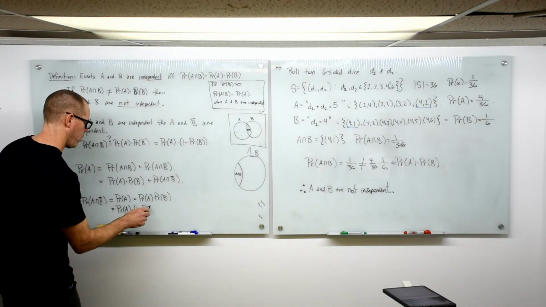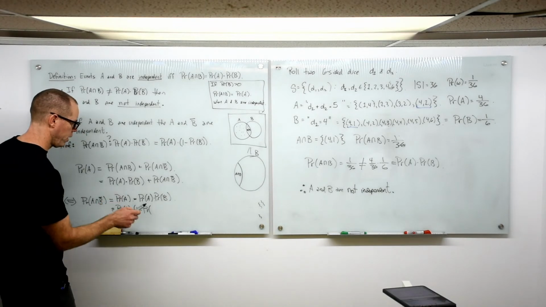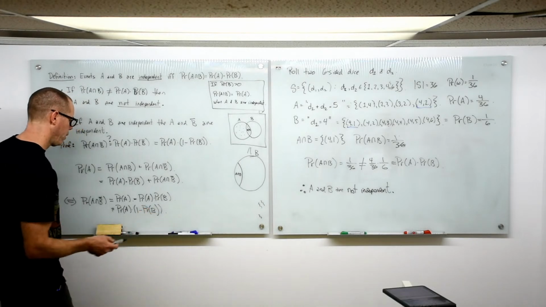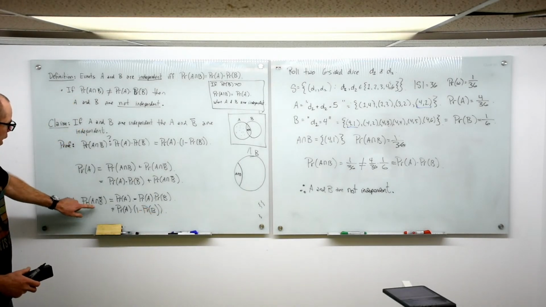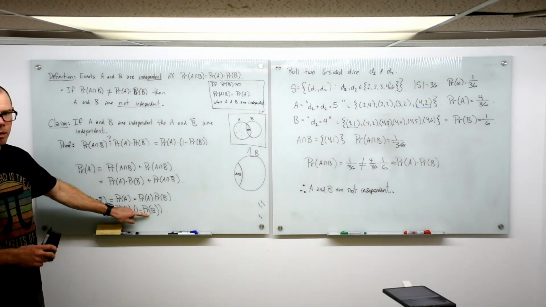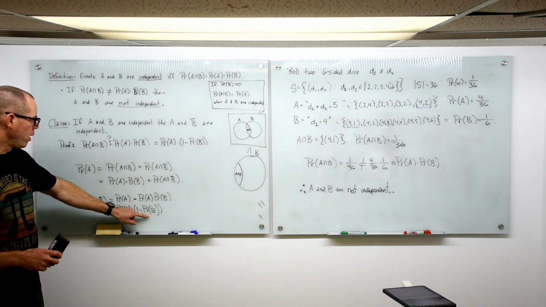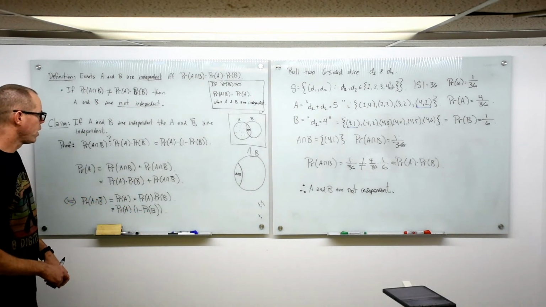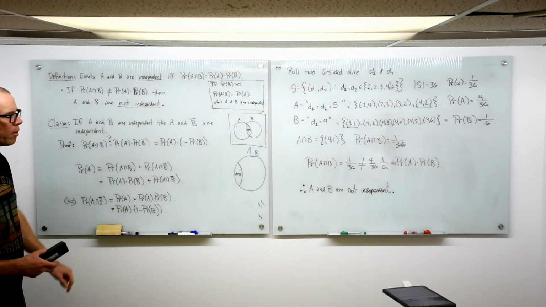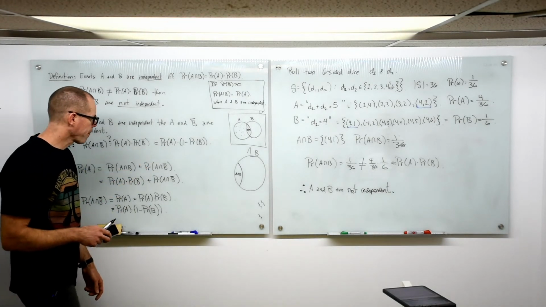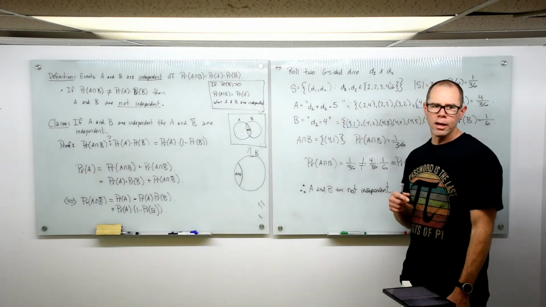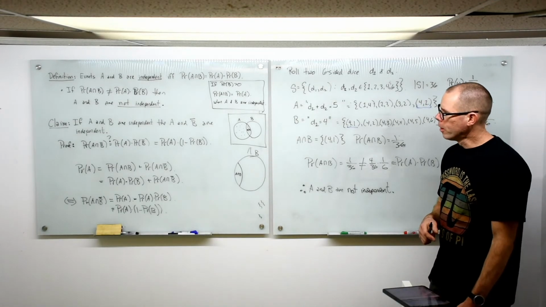Probability of B. We have a common factor, which is probability of A. So we get there. So the probability of A and not B is equal to the probability of A times 1 minus the probability of B, which is exactly what we needed to show. It's equal to the probability of A times the probability of not B. Okay. So if A and B are independent, then A and not B are also independent.